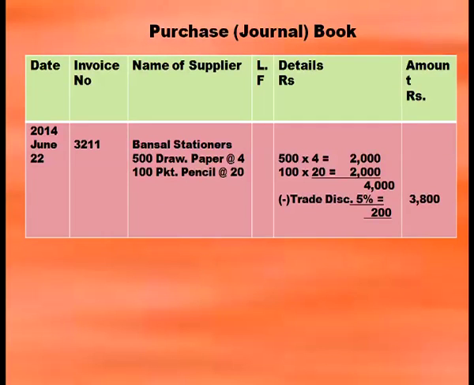In the purchases book or purchases journal, you are writing Bensel Stationers because they are the supplier of 500 drawing paper at rupees 4 and 100 packet pencil at rupees 20. 500 into 4, 2000. 100 into 20, 2000. So, 2000 plus 2000, 4000. Less trade discount at 5%. 5 by 100 into 4000 will give you 200. 4000 minus 200 will give you 3800. So, this is also a transaction coming in the purchases book.